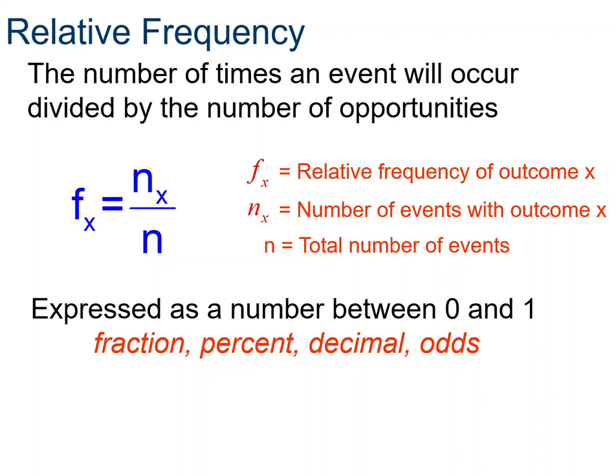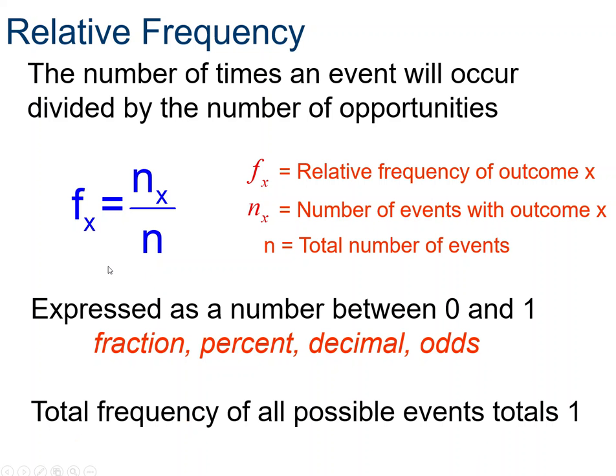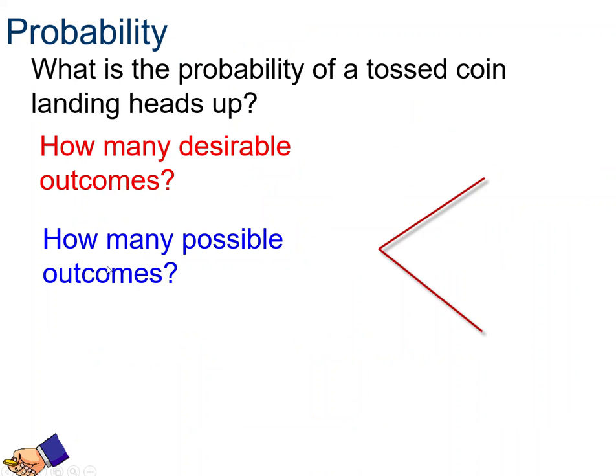So there's a 100% chance that I'm not going to see you until at least April 3rd. That's an example of probability. Total frequency of all possible event totals equals 1.